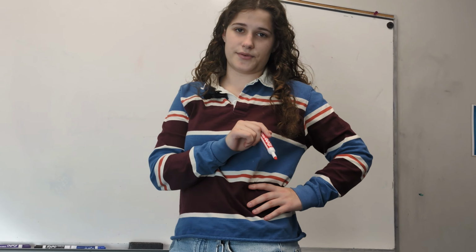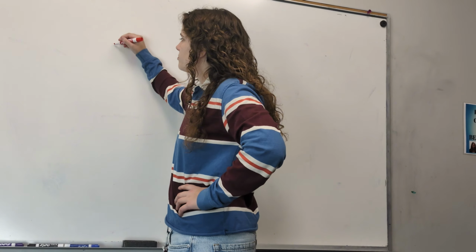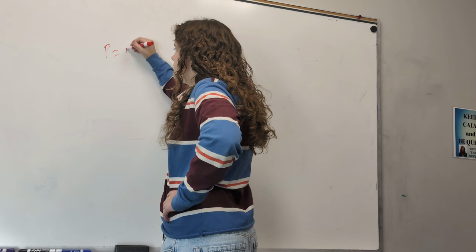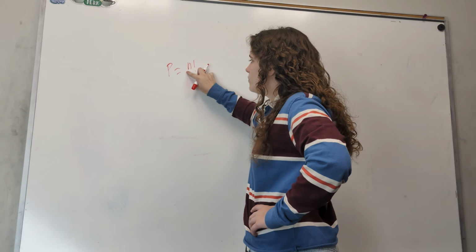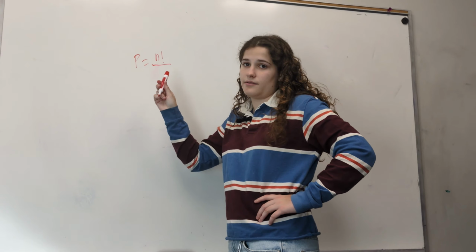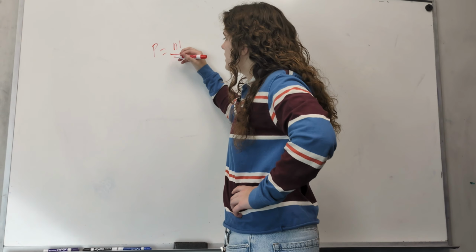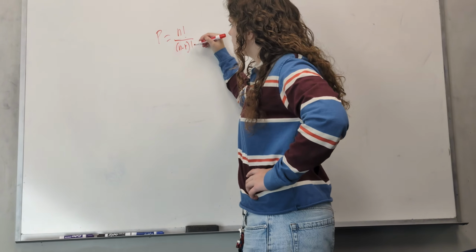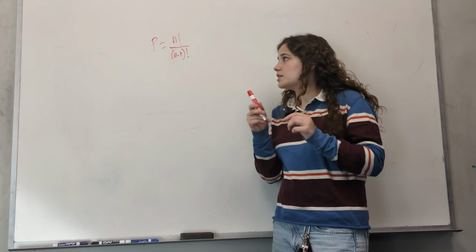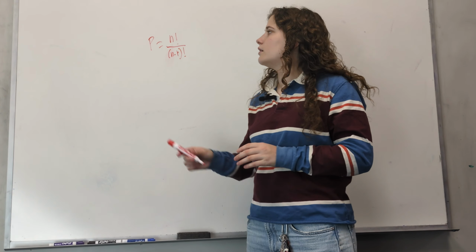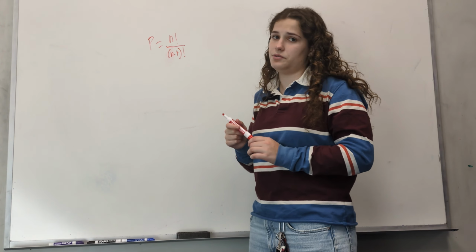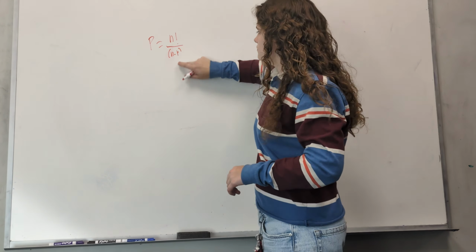Let's break down these formulas. So first off, we're going to do our permutation formula, which is going to equal n factorial, which looks like an exclamation point to all of y'all. And that's going to be n factorial over (n minus r) factorial. So that is our formula, which depends on if your teacher lets you use a calculator or not. Are you going to be able to use that formula, or are you going to do it in your calculator?